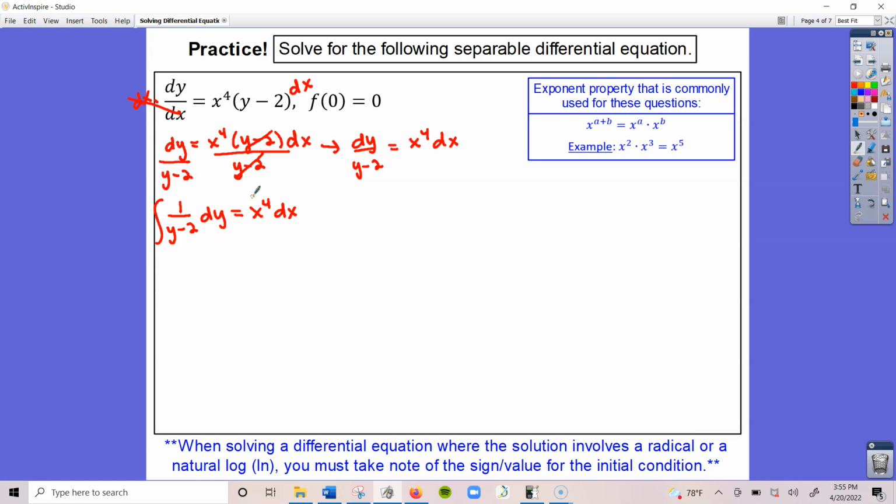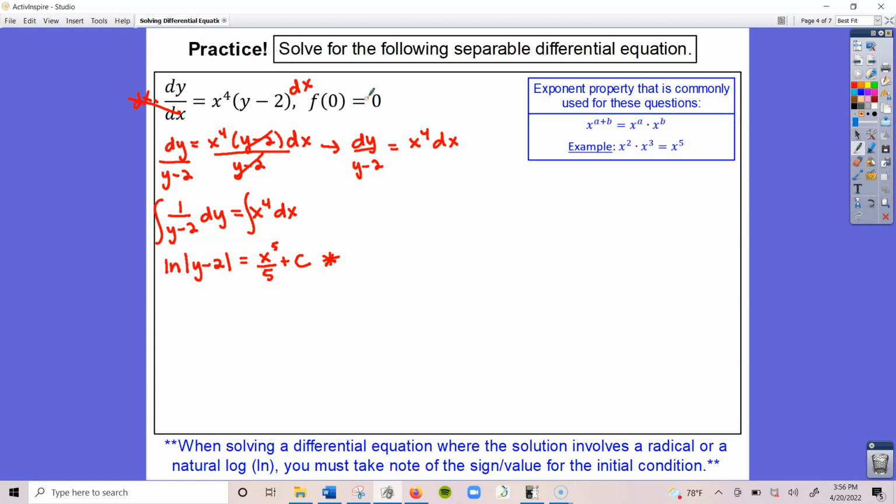So now we're going to integrate both sides. 1 over y minus 2. This looks like it could be an ln situation. If I look at the denominator, the derivative of y would be 1, and then the derivative of -2 would be 0. So the numerator is the derivative of the denominator. So this is going to give me ln, and remember when we integrate and we get ln, it's always the absolute value of what's inside, is going to equal x to the fifth over 5 plus c. This is going to be my general solution for now.